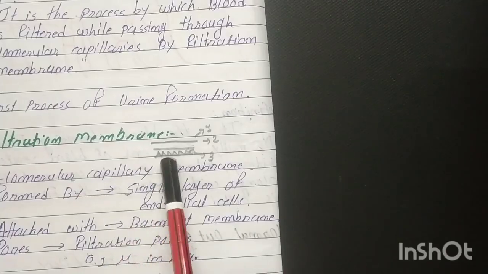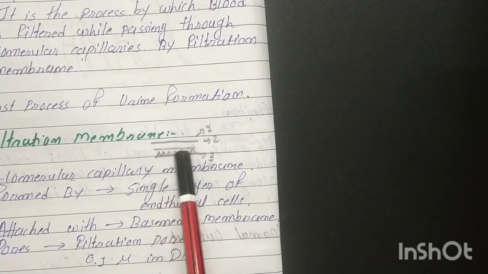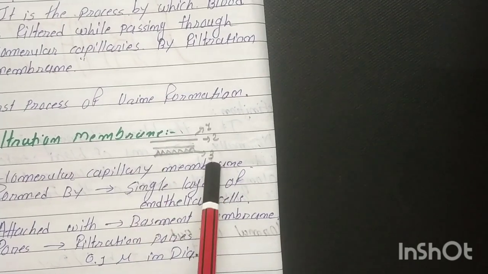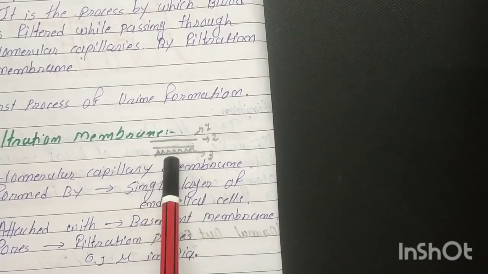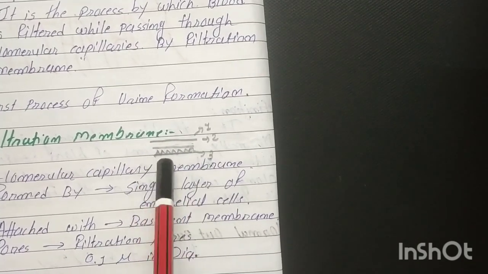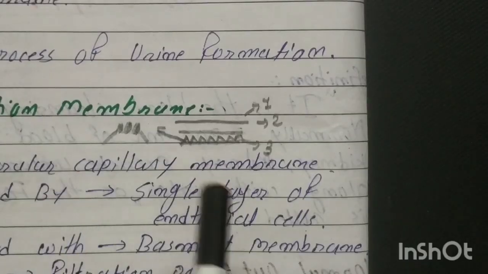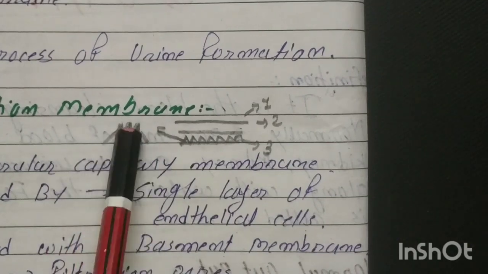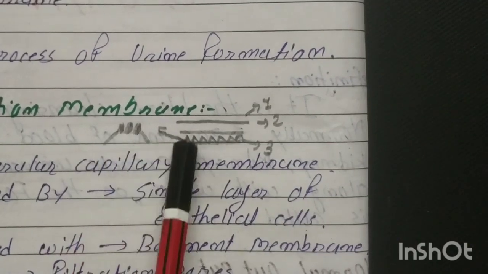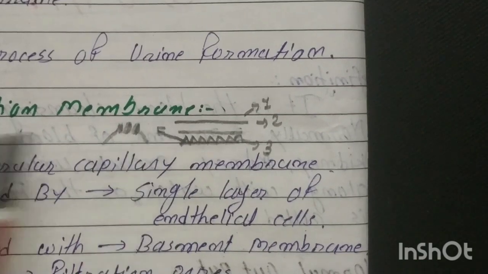Like you can see here, imagine that this is the visceral layer of Bowman's capsule, and all these other things are the pedicles, right? Let's zoom in on these pedicles. You can see here that these pedicles are again divided into some branches, and the space between these branches is known as the filtration slit. So I hope it is clear what the filtration slit is and what the pedicle is.